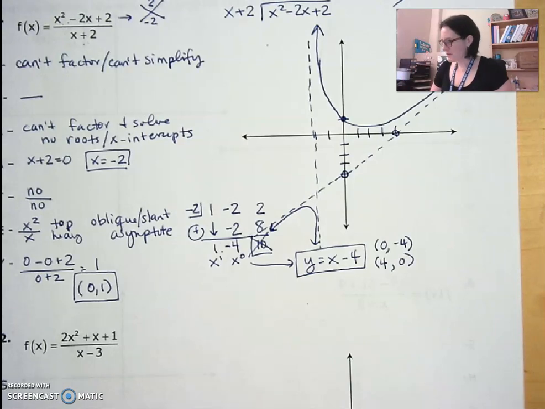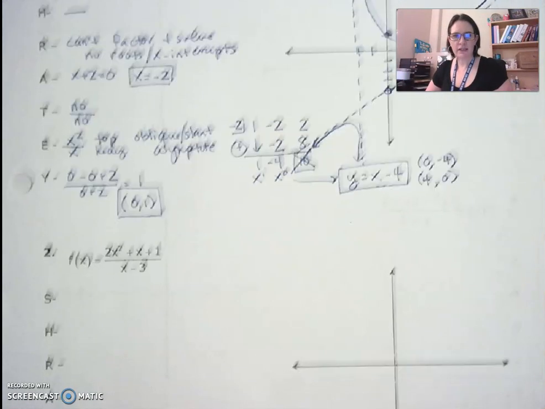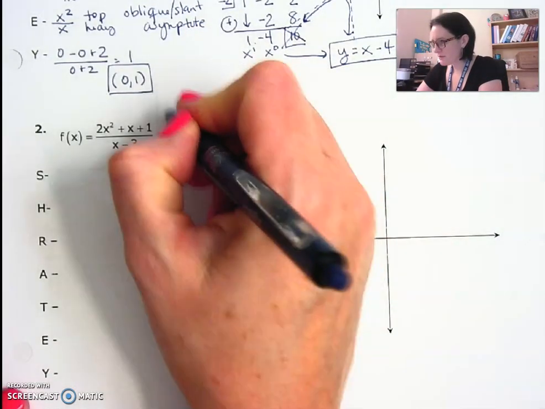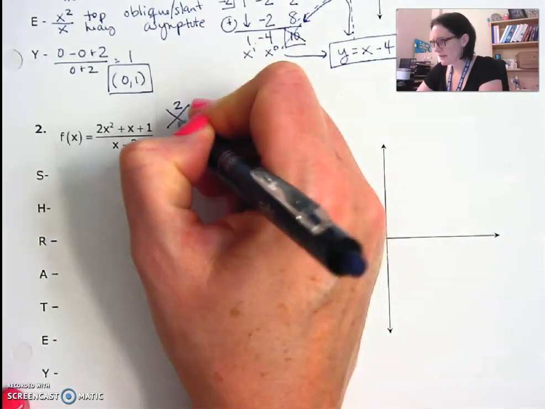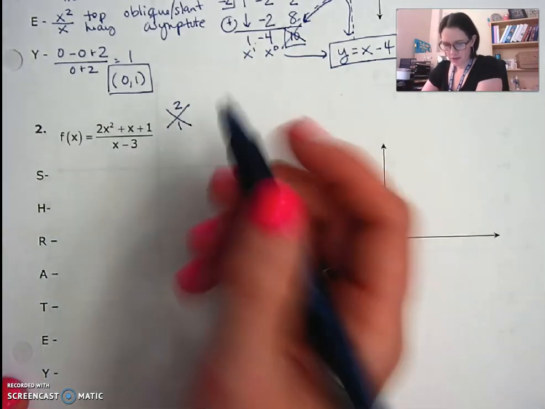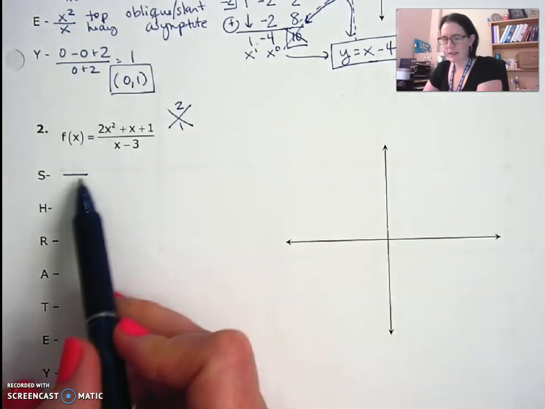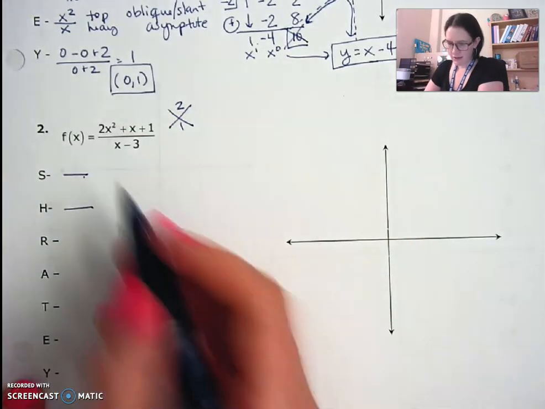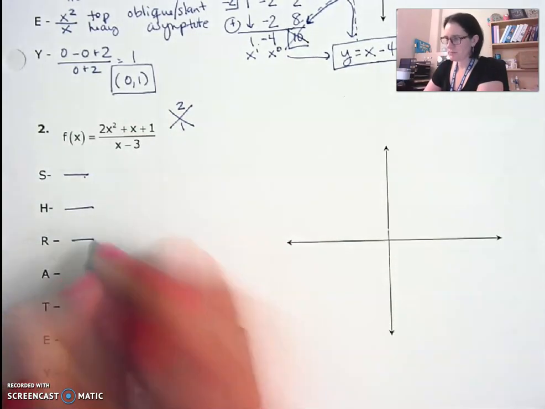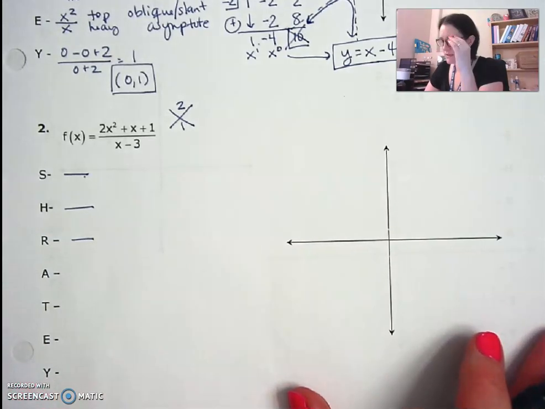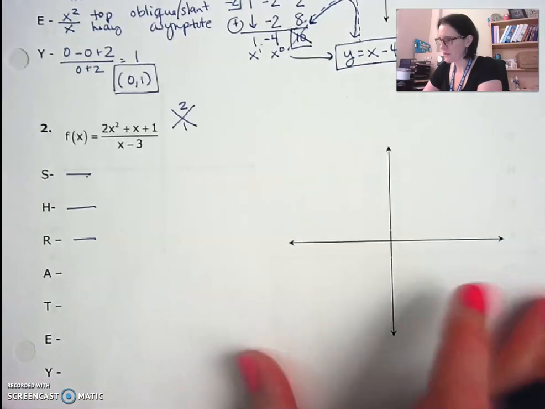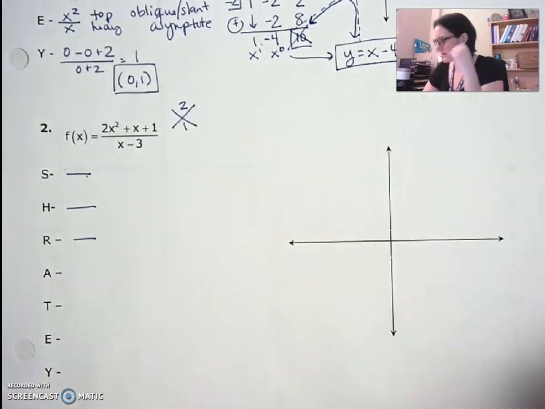All right, so number 2, we're going to start again by trying to factor the numerator. What multiplies to 2 and adds to 1? Nothing works. So again, can't factor, so we can't simplify. Can't simplify, so there's no wholes. Can't factor, so there's no roots or x-intercepts. For the numerator, I won't be able to solve it. There will be no real solutions to cross the x-axis.